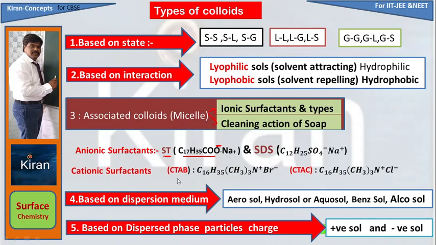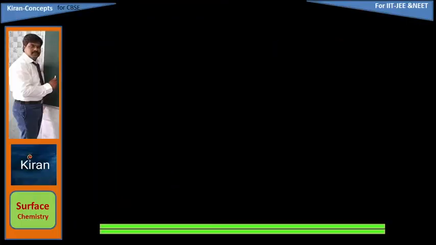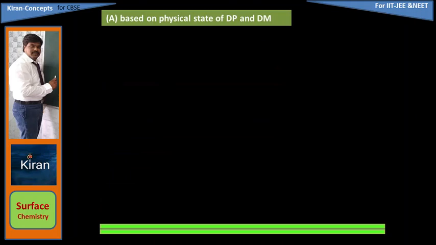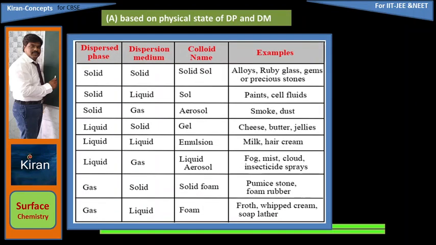Let's see. First one, based upon state. Here I am going to give you one tabular form with examples. Based upon physical state, dispersed phase and dispersion medium, observe clearly on this tabular form. Dispersed phase in the first column, second column dispersion medium. While adding dispersed phase plus dispersion medium, you are getting a colloidal solution, that name and example here.